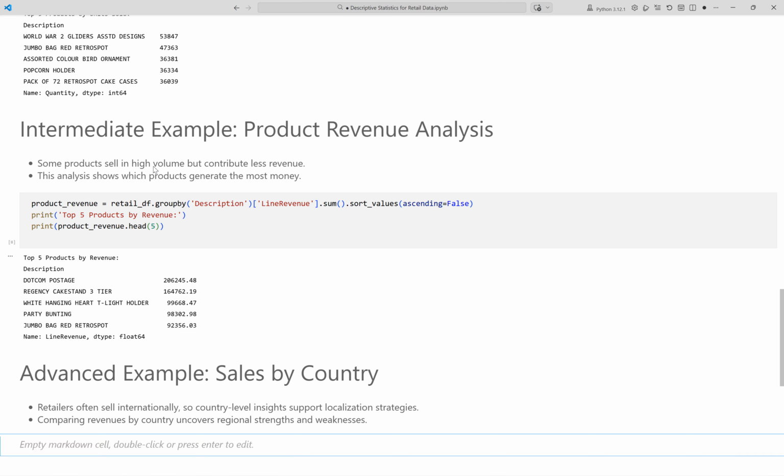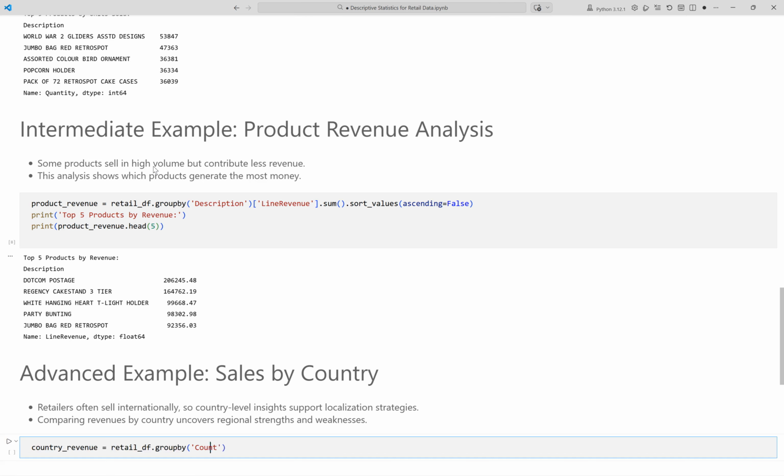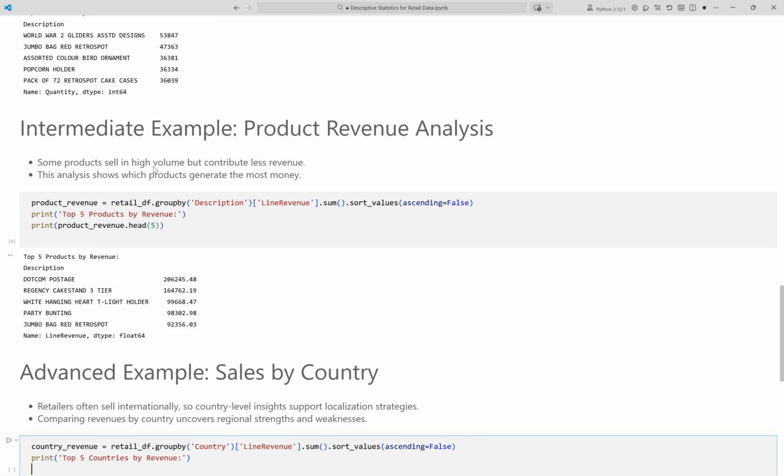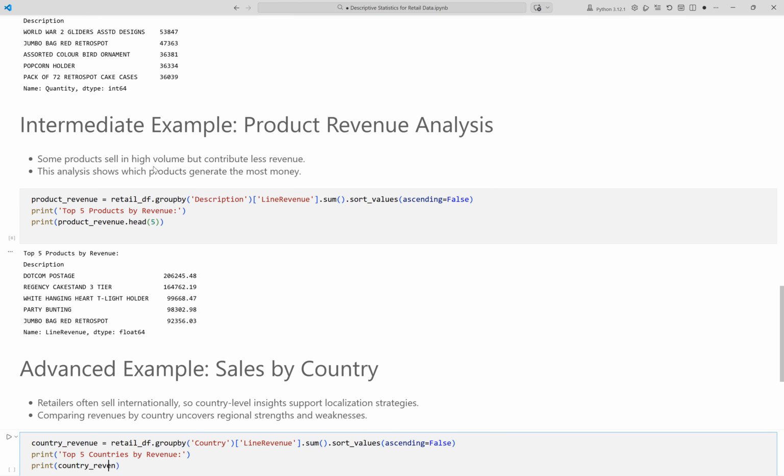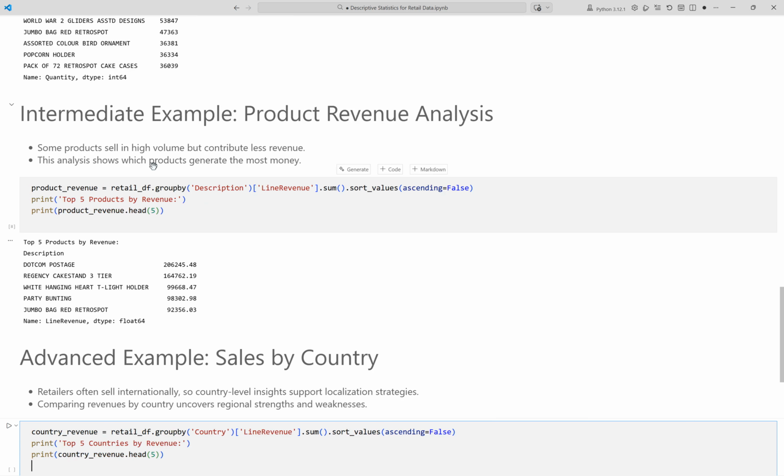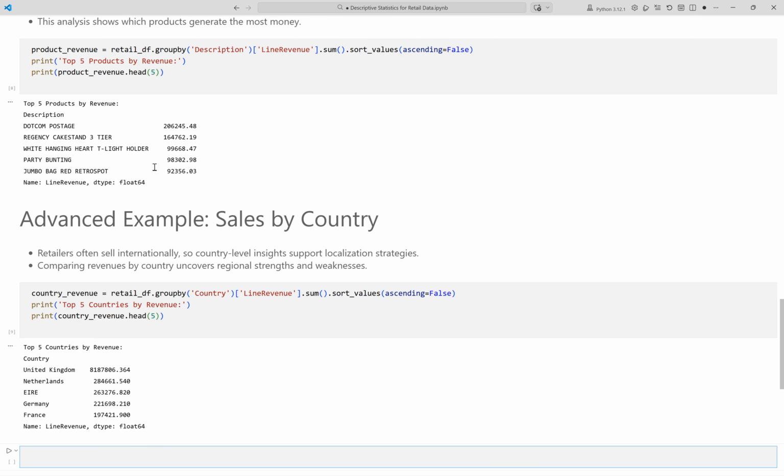We group by country and sum the revenue to find international leaders. We print a header to name the metric shown. We print the top 5 countries by total revenue. Running the cell now. This output highlights total sales revenue by country, ranked to show the top 5 contributors.